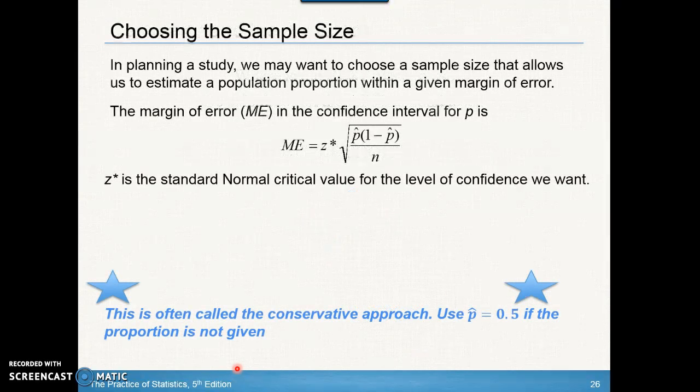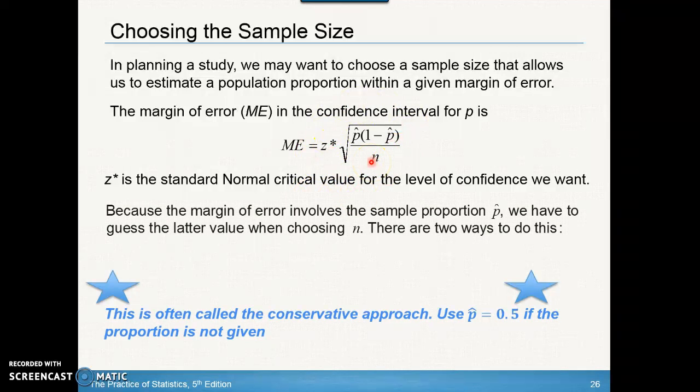Okay, so the next thing we're going to take a look at is choosing the sample size given a specific margin of error. When you're planning a study, we may want to choose a sample size that allows us to estimate a population proportion within a specific margin of error. Remember that the margin of error formula is the z-score times your standard error, and your z-score is your critical value for the level of confidence that you want. So that whole thing is your confidence level. That whole thing is your margin of error.